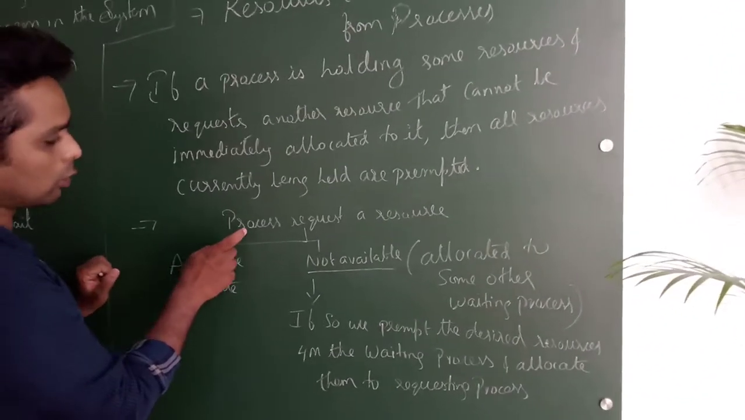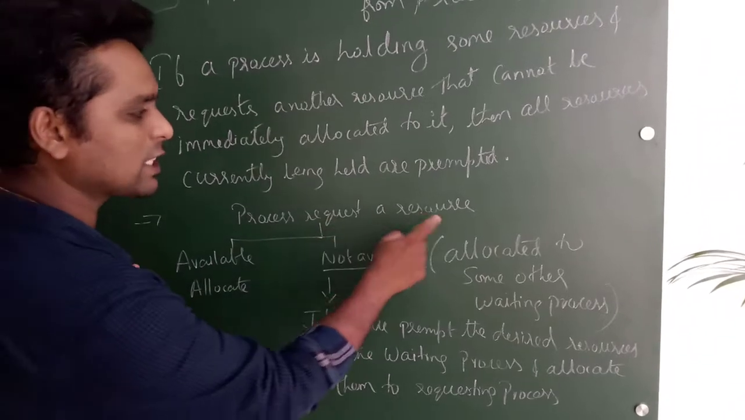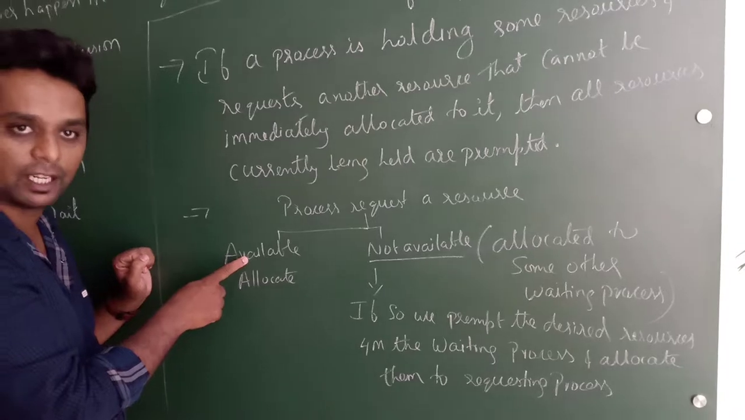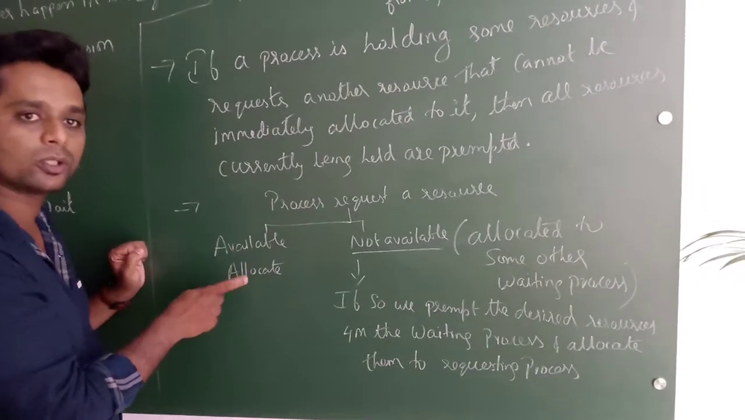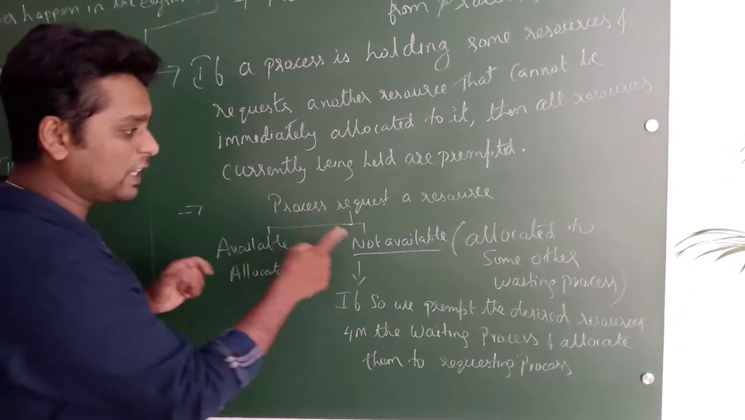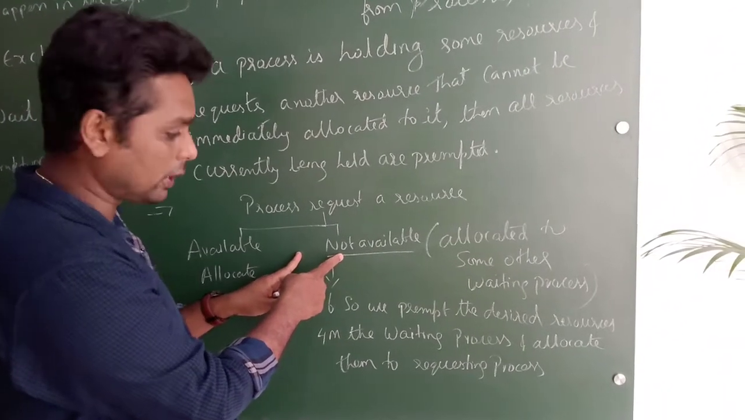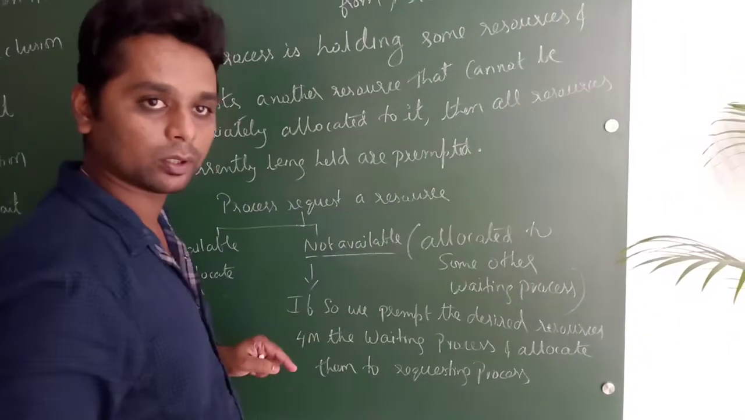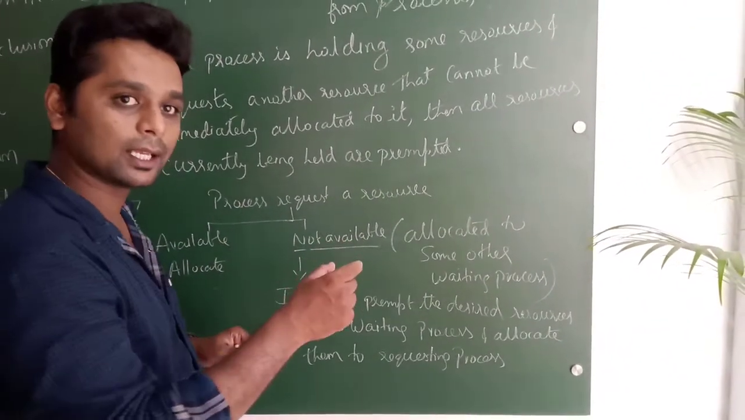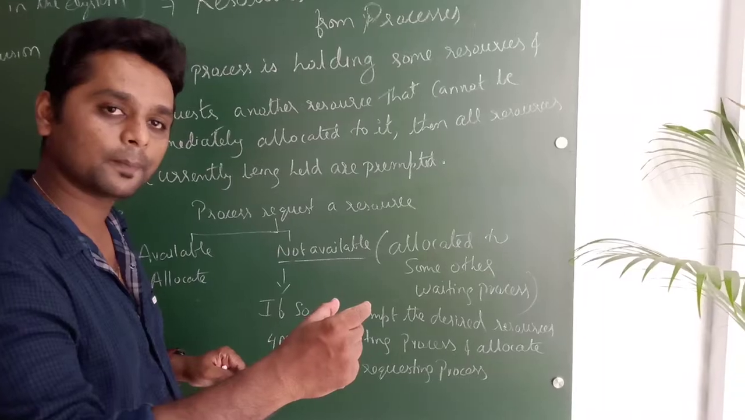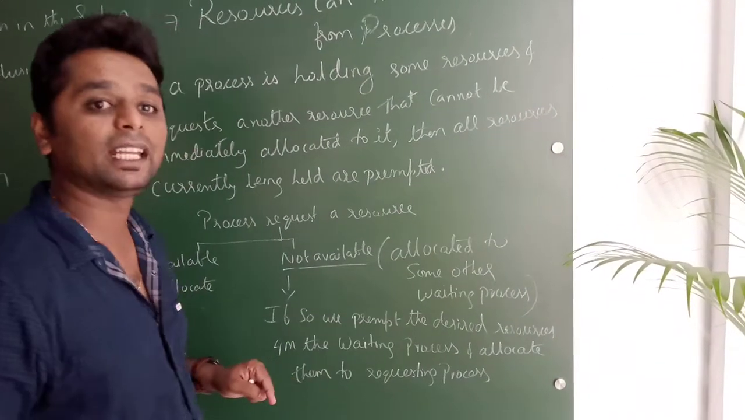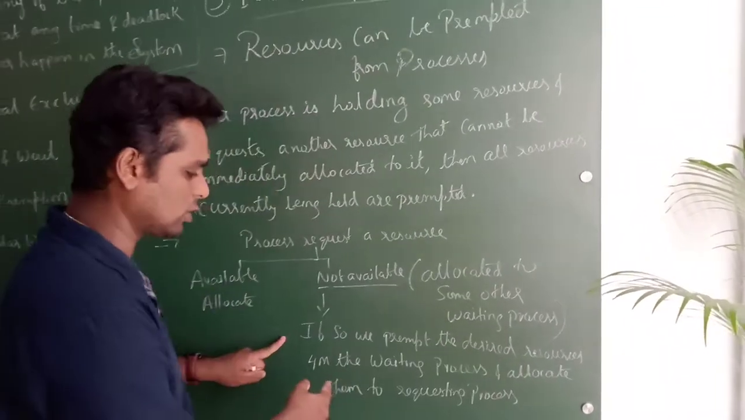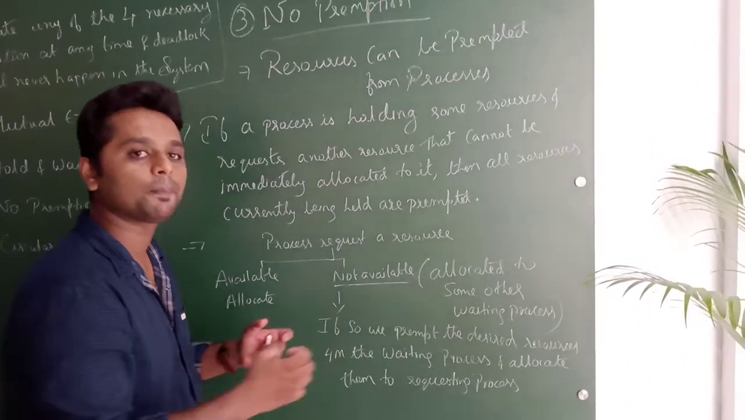The next condition you can check: you can use a protocol. When a process requests resources, you just check whether they are available. If available, you allocate the resources. If not, you check whether the particular resource is being held by some other waiting process. If so, we preempt the desired resources from the waiting process to the requesting process.